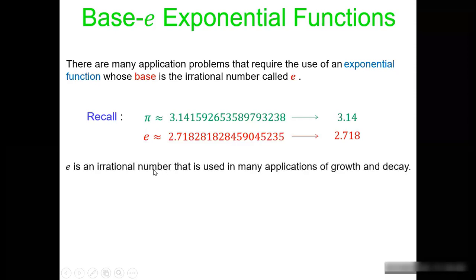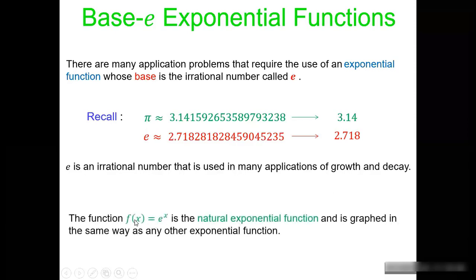So when we look at e as an irrational number, we're going to see some applications that involve this letter when we're dealing with growth and decay of populations and bank accounts and spreads of a disease and so on. So when we look at the function e to the power of x, we refer to that as the natural exponential function. It's a very special exponential function, and it's going to be graphed the exact same way as any other exponential function. So let's take a look at how we do that.